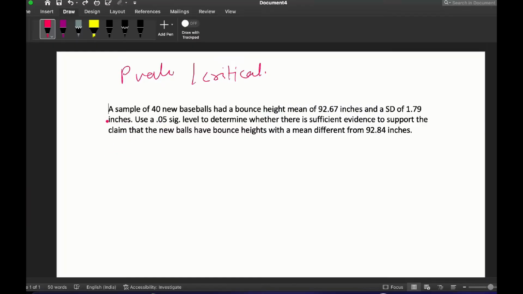Today we will solve one hypothesis testing problem using the p-value method and the critical value method. And I hope after watching this full video there will not be any confusion in these two methods. We will understand step by step, and also we will understand what is going on as per the normally distributed graph. Okay, so let's start the problem directly.